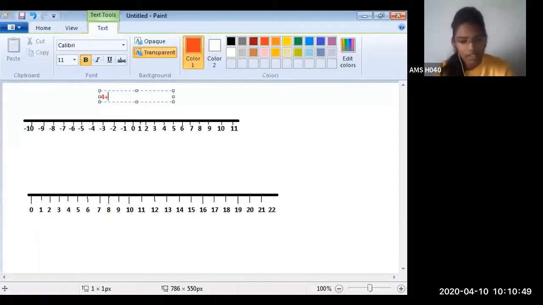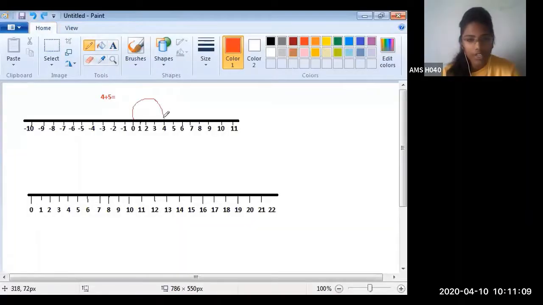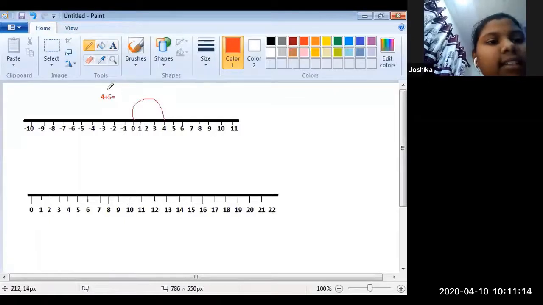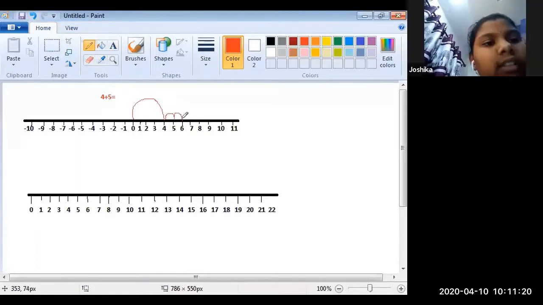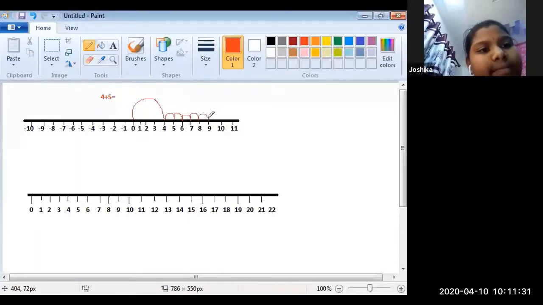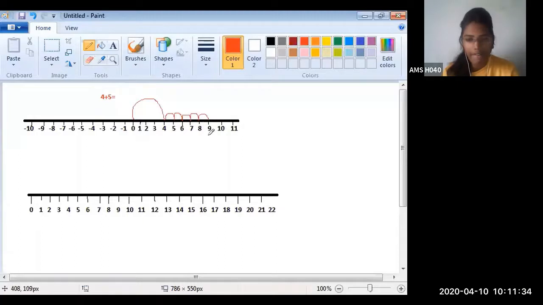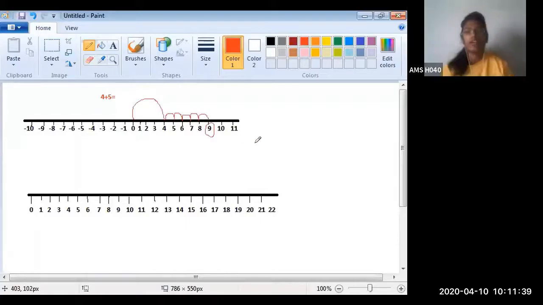4 plus 5. What's your answer? From 0 you have to take 4. From 4 you have to take how many numbers? 1, 2, 3, 4, 5. Should I go more or should I stop it here? Stop it. So what's your final answer? 9. Yeah, your final answer will be 9.